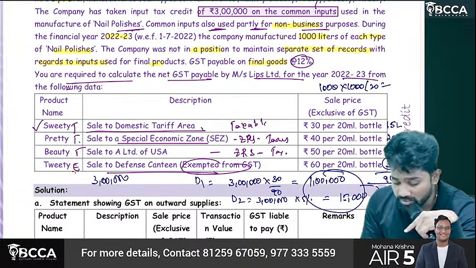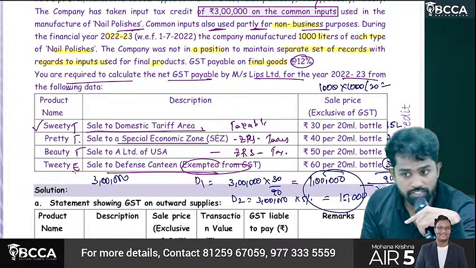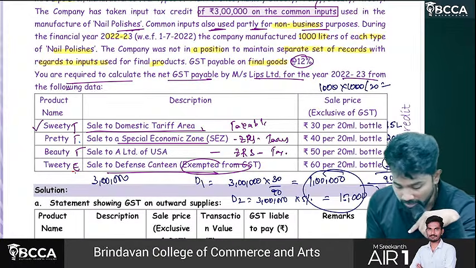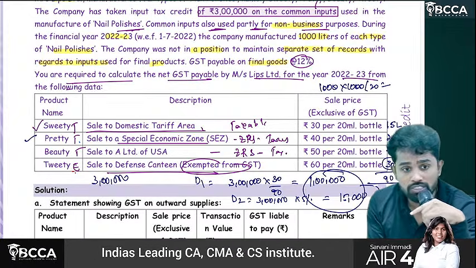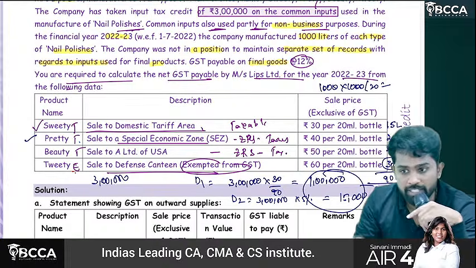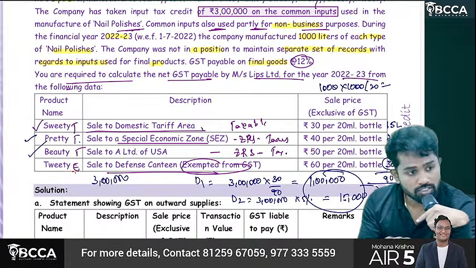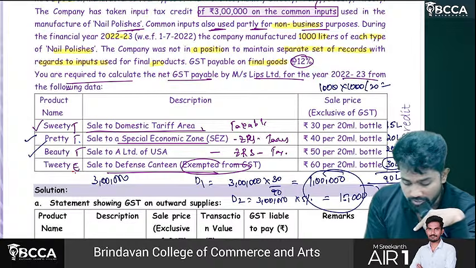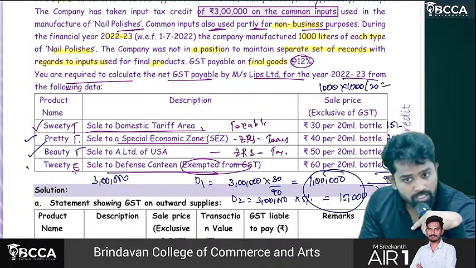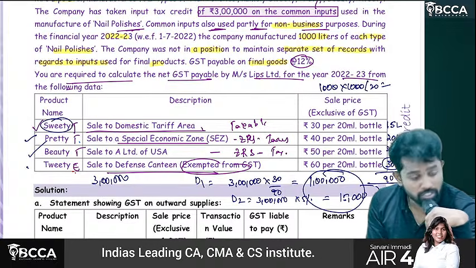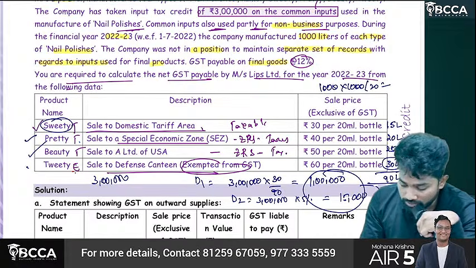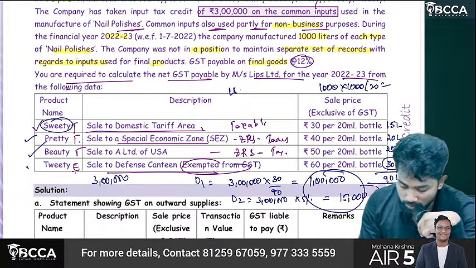Okay. And then they have sales also. On sales we need to calculate tax. But understand, sir, Pretty is a zero rated supply. You will not pay any tax. Beauty is a zero rated supply. You will not pay any tax. Then Tweety, exempted. There also no tax. So you will pay tax only on Sweetie. How much? 15 lakhs into 12%.